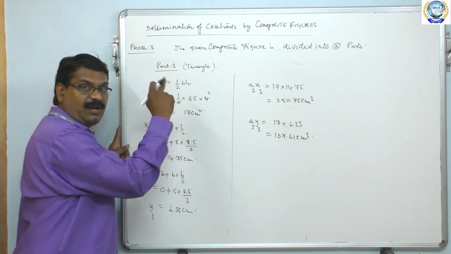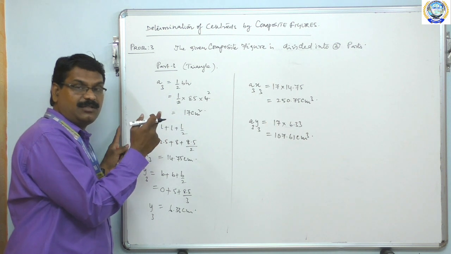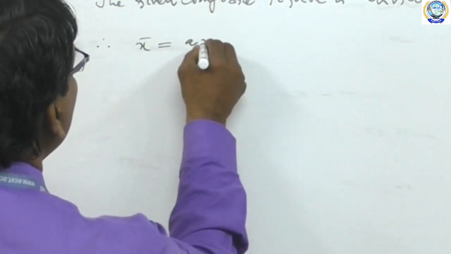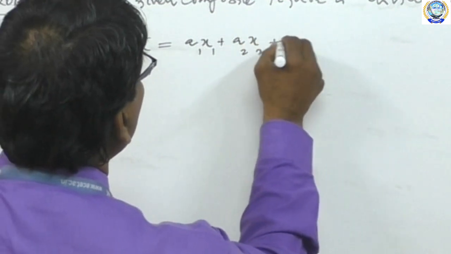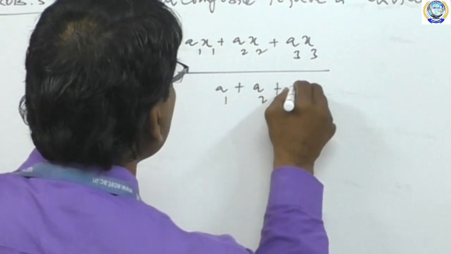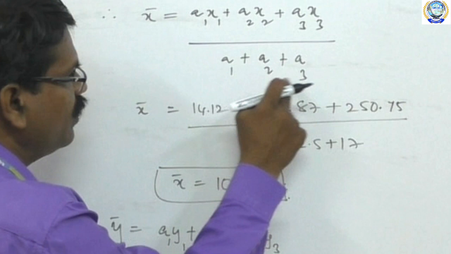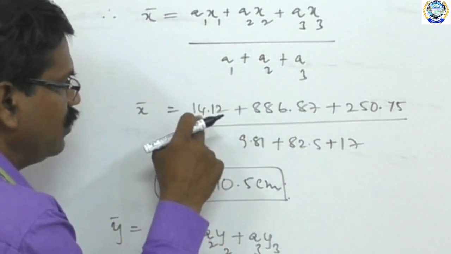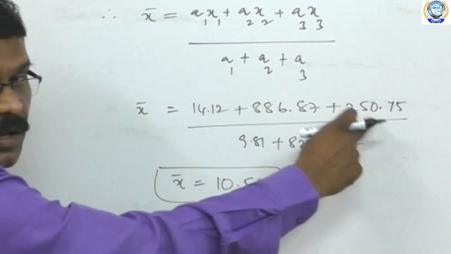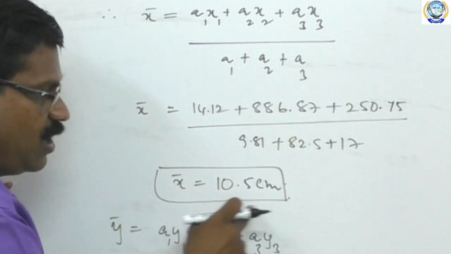Okay, now using a1x1, a2x2, a3x3, we will find x bar. Using a1y1, a2y2 and a3y3, we will find y bar. Let us see this. Therefore, x bar is equal to a1x1 plus a2x2 plus a3x3 divided by a1 plus a2 plus a3. Therefore, x bar is equal to, bring the value of a1x1, that is 14.12, a2x2 is 886.87 plus a3x3 is 250.75 divided by a1 plus a2 plus a3, that is 9.81 plus 82.5 plus 17. And after simplifying this, we will get x bar is equal to 10.5 centimeters.